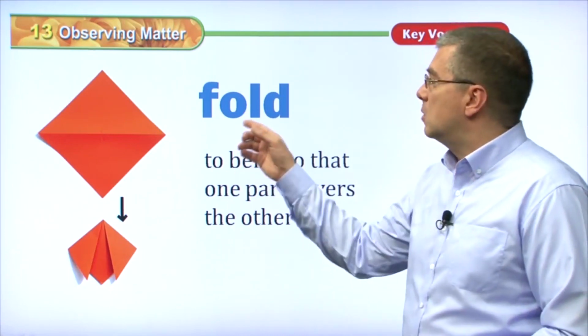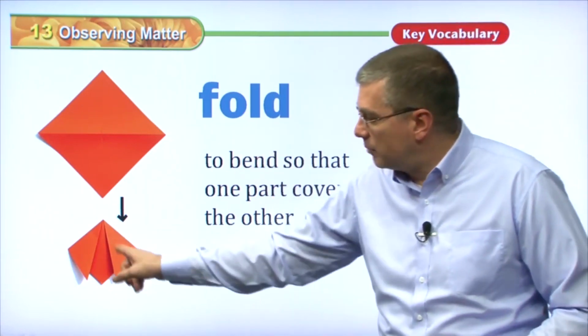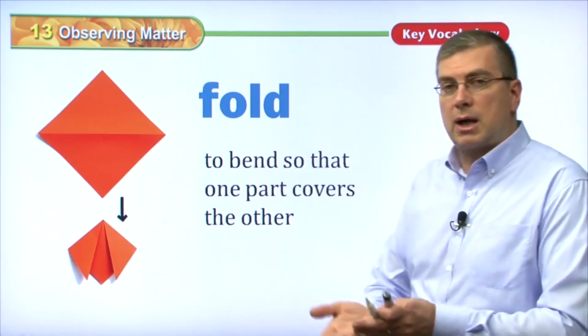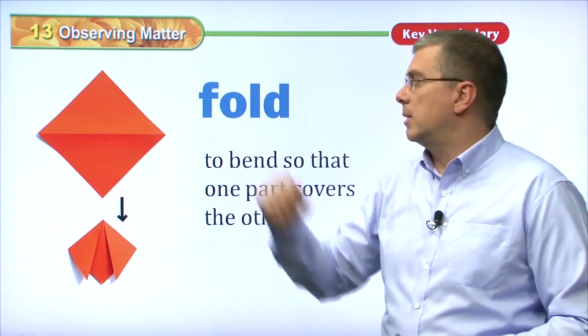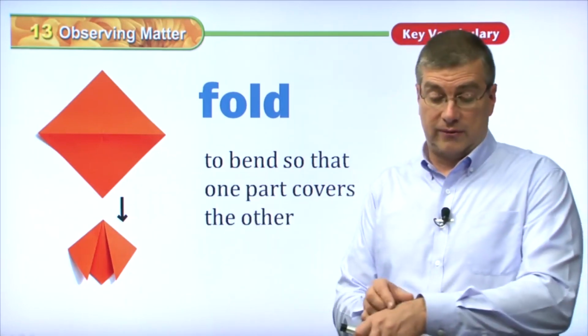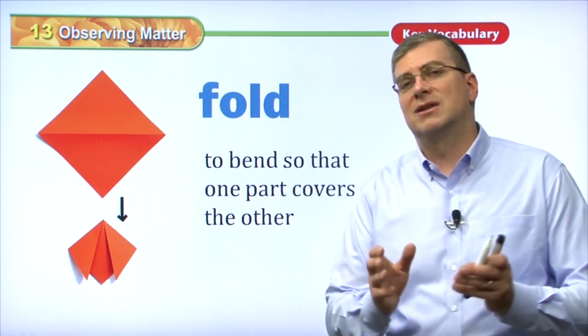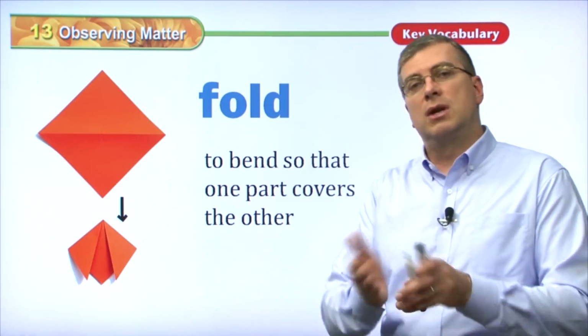Origami, you will fold paper to make an object like this. Fold, to bend, so that one part covers the other part. It's very common using paper, but you can also fold skin. You can fold lots of different materials, as long as it's soft. Remember, if it's soft, you can fold it.